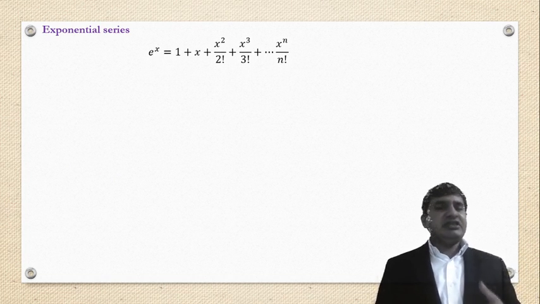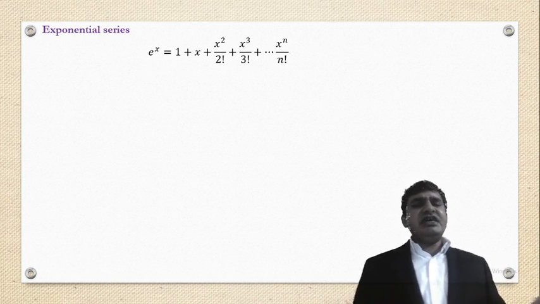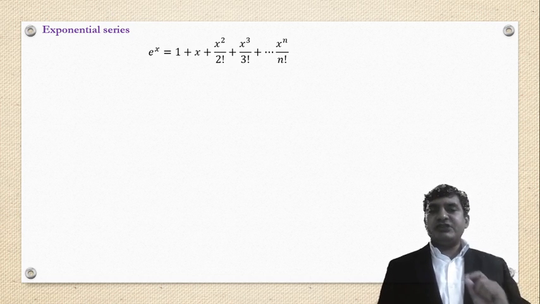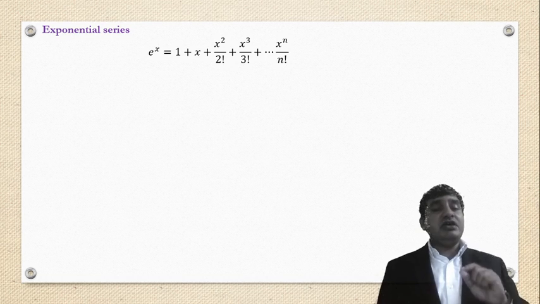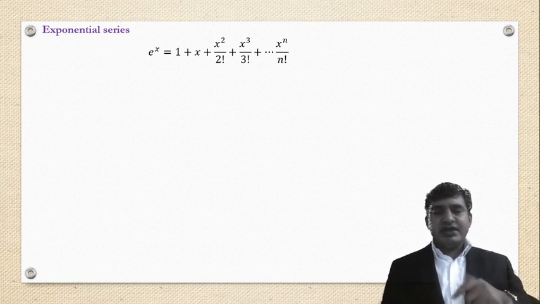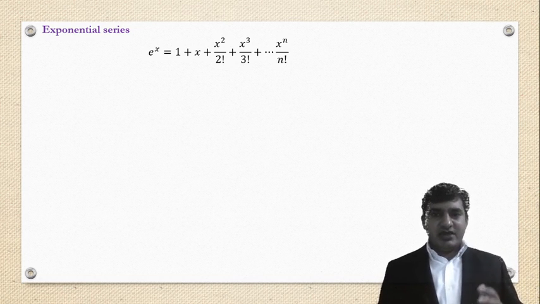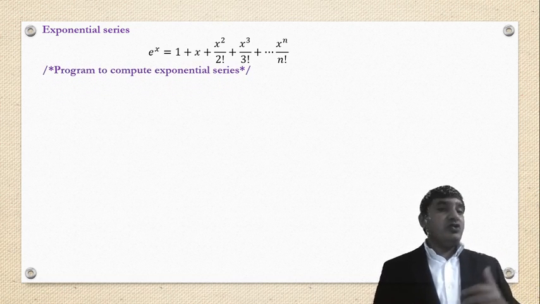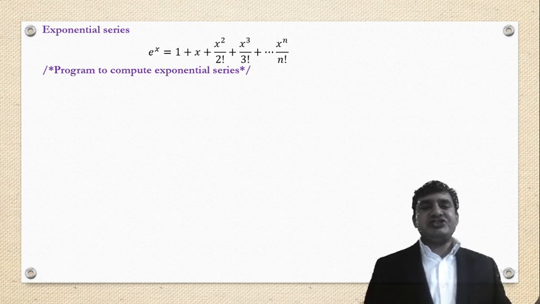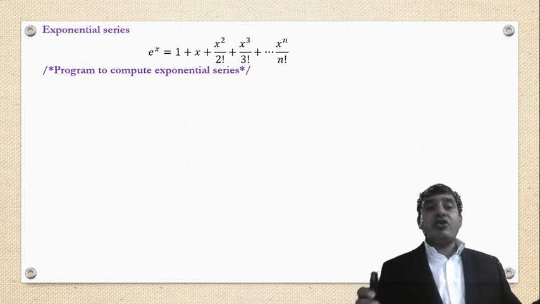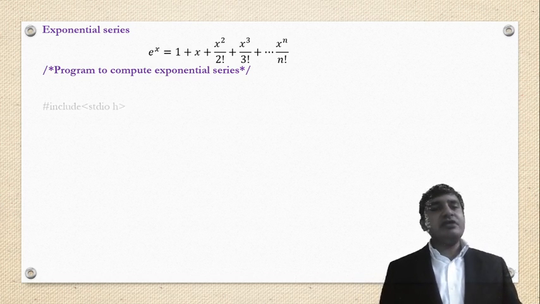exponential series. The exponential series means e^x is equal to 1 plus x divided by 1 factorial plus x square divided by 2 factorial plus x cube divided by 3 factorial plus up to x raised to n divided by n factorial. Now, program to compute the exponential series. This is the comment line.